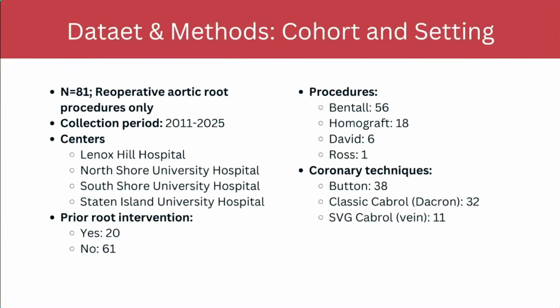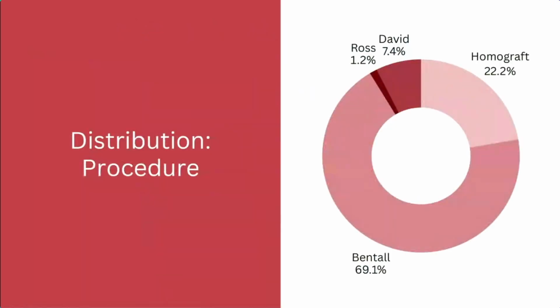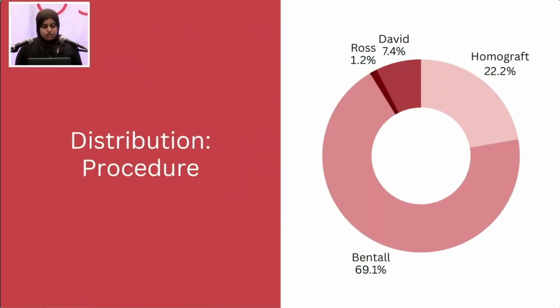So this study includes 81 patients from 2011 to 2025 across 4 centers. 20 of the patients had prior root interventions, while 61 were index reoperations. The Bentall was the most common procedure, followed by the homograft, David, and 1 Ross case. Coronary techniques include button, classic Cabrol, and SVG Cabrol, with button technique used most frequently. These charts show the distribution of coronary and operative techniques by percentage.